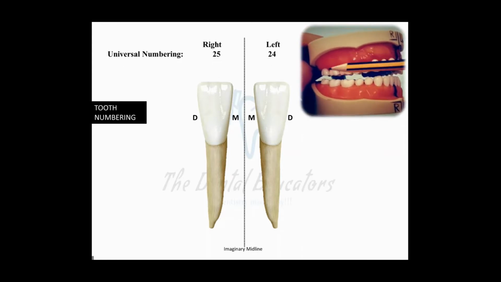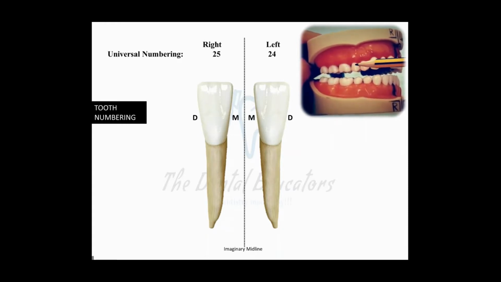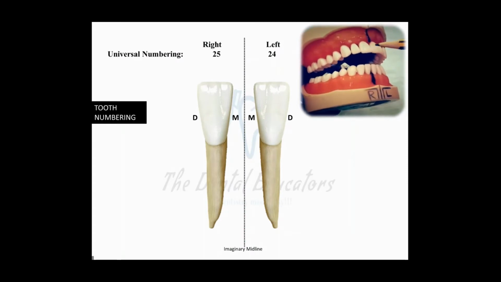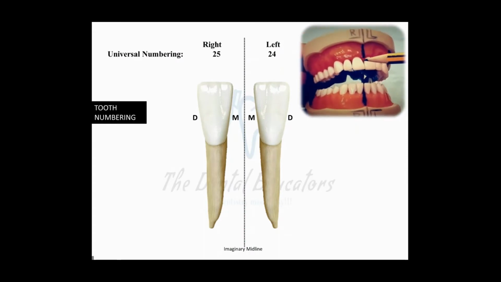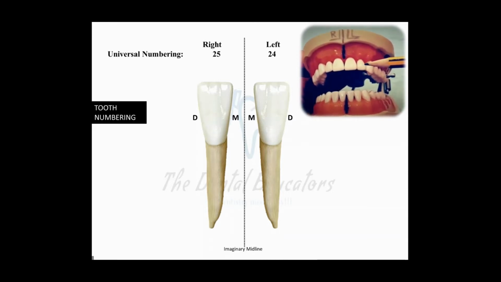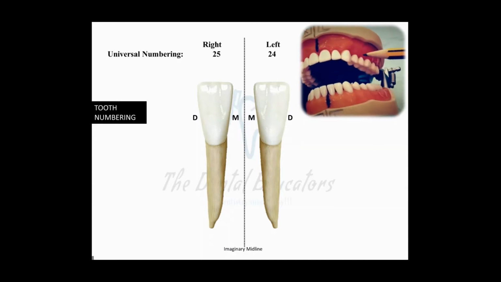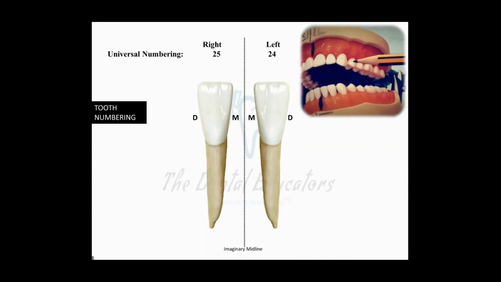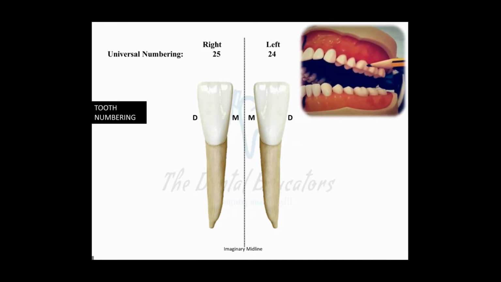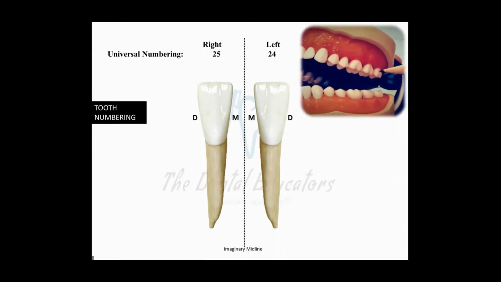So starting with the maxillary right third molar, 1, 2 for the molars, 3 for the first molar, 4 for the second premolar, 5 for the first premolar, 6 for the canine, 7 for the lateral incisor, 8 for the central incisor of the maxillary arch. Now 9 for the left central incisor, 10 for the left lateral incisor, 11 for the canine in the maxillary arch, 12 for the first premolar of the left hand side, 13, 14 for the first molar of the left hand side, 15 for the second molar, and 16 for the third molar. So we counted 16 teeth in the maxillary arch.